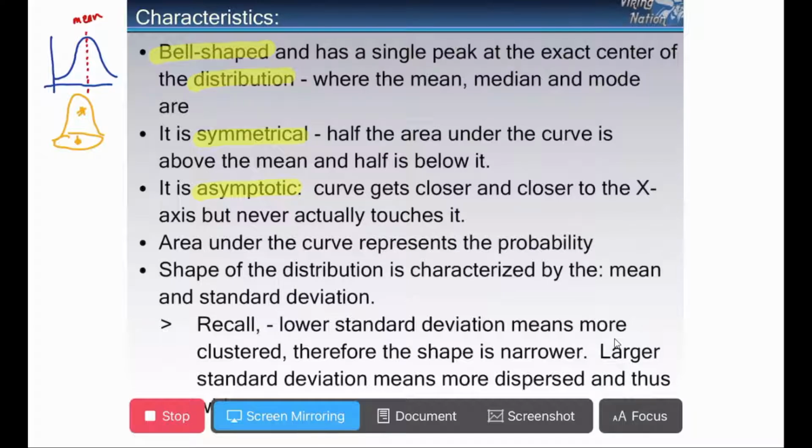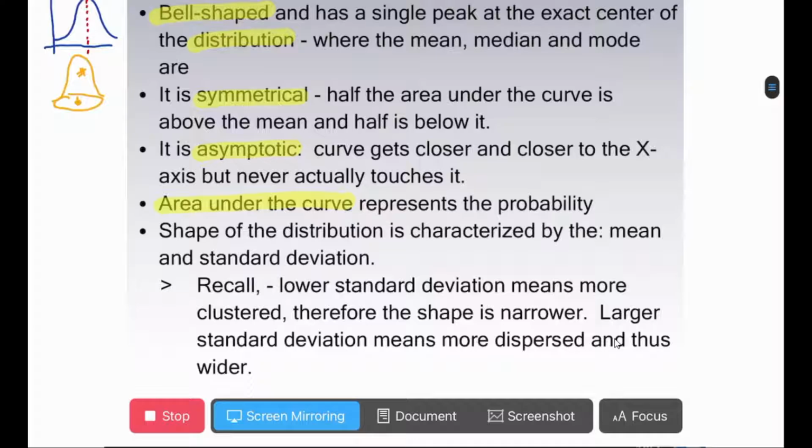The area under the curve represents the probability, and we've touched on that already in our previous discussion of z-scores, using them to find probability with our Brooks-Shields practice problem. And the shape of the distribution is characterized by the mean and the standard deviation.